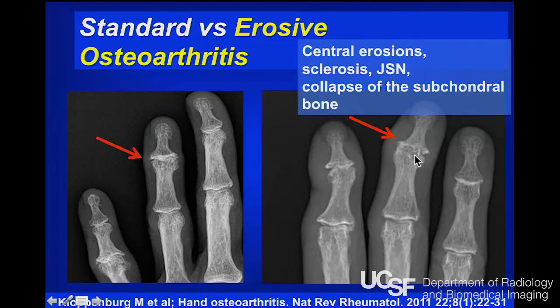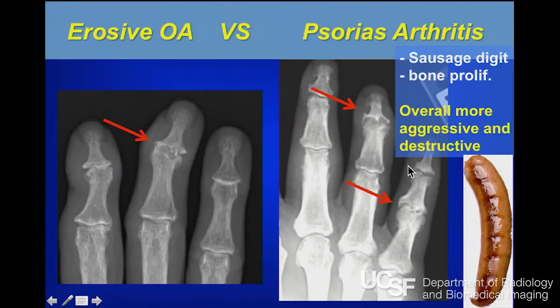And this is probably where that comes from. It looks erosive because they're focal little tiny fractures of the bone, which really do look like erosions. So it looks very different. Sometimes it can be extremely tricky to differentiate erosive OA and psoriatic arthritis.